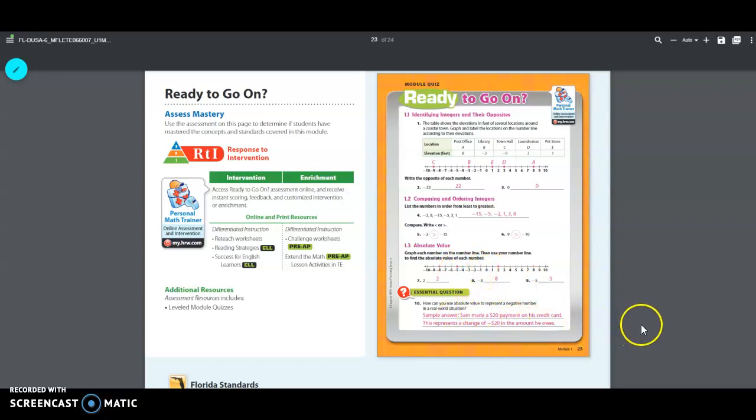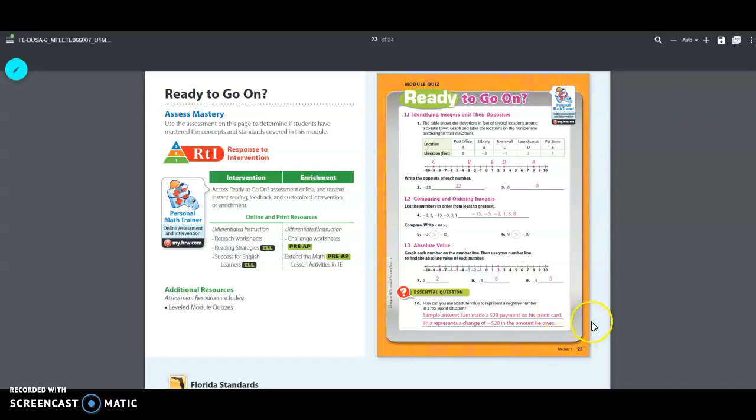Finally, how can you use absolute value to represent a negative number in a real-world situation? Well, an example might be that Sam made a $20 payment on his credit card. That would be represented as a change of -20 in the amount he owes. So Sam might owe $300, but he's just making a $20 payment, so it's just -20 to that overall amount that he still owes his credit card company. All right, that has been the module quiz.